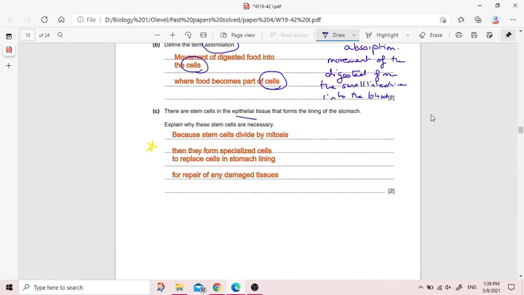C. There are stem cells in the epithelial tissue that forms the lining of the stomach. stem cells موجودة في اللايننج بتاع الستومك. Why؟ لما يقول لي ليه هي موجودة يبقى أكيد هو عايز الفانكشن of the stem cells. إيه الفانكشن of the stem cells بقى؟ They divide by mitosis and then they form specialized cells. يعني إيه specialized cells؟ يعني cells with specific functions. هيعملوا لي الستومك cells. ليه؟ To replace the cells in the stomach lining for the repair of any tissue. Constantly كده the cells in the lining shed off and is replaced by new cells. Also, if there is any cell that is damaged, it is replaced by ال stem cells دي. يبقى number 1 they divide by mitosis and then they form specialized cells to replace ال damaged cells.